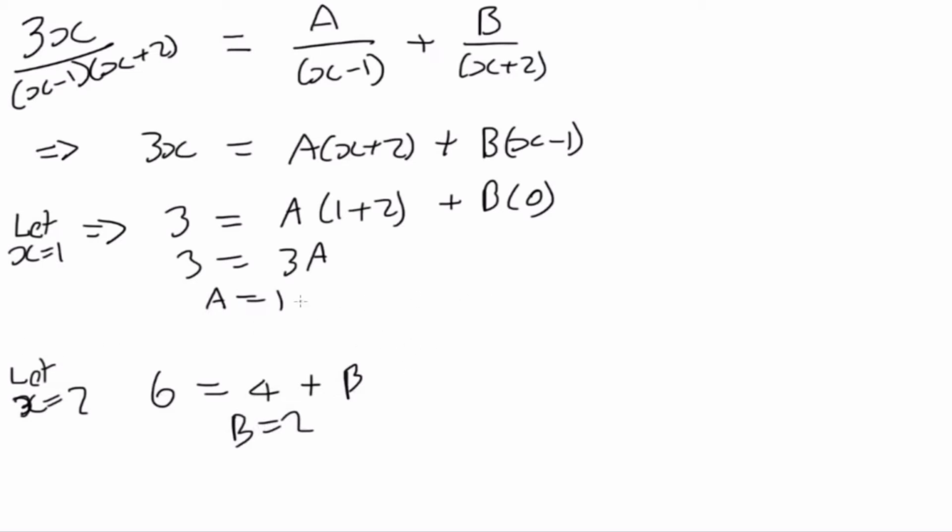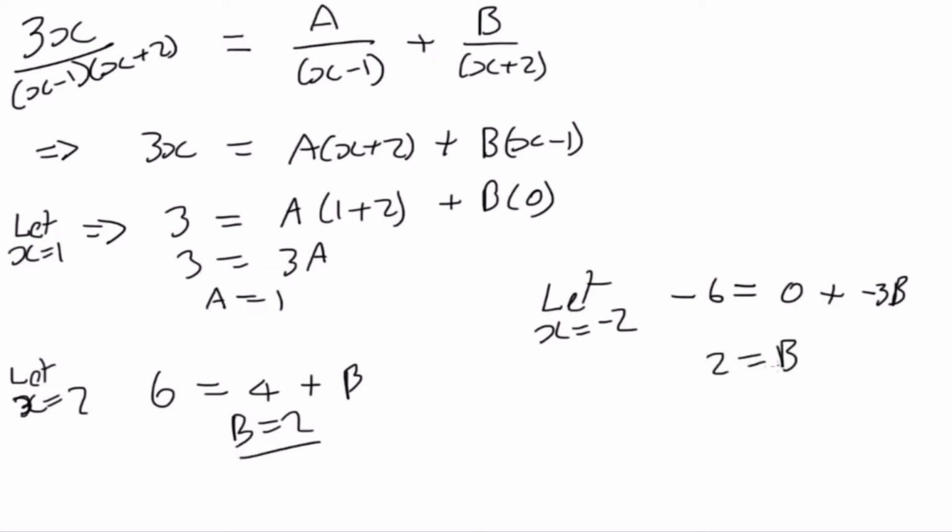That's one way of doing it, but the other way, rather than putting this value in, is to make a term 0. If we let x equal minus 2, then minus 2 plus 2 gives you 0, so 3 times minus 2 is minus 6 equals 0, plus B times (minus 2 minus 1), which is minus 3B. Now we can divide by minus 3 on both sides to get 2 equals B. As you can see, we got the exact same value. It doesn't matter which way you do it: you either put what you found back in and set x to a different value, or you make one term 0.